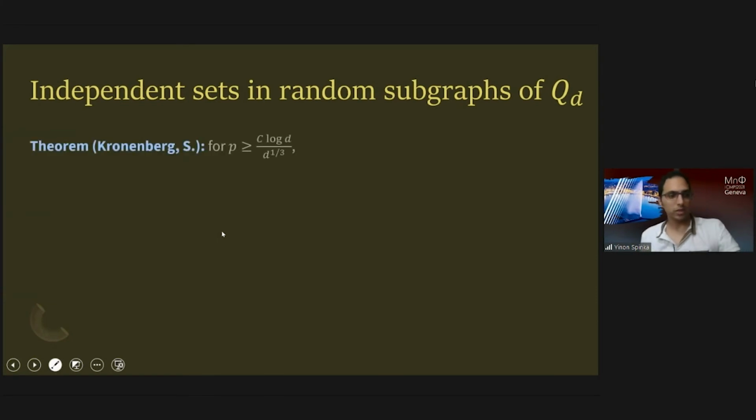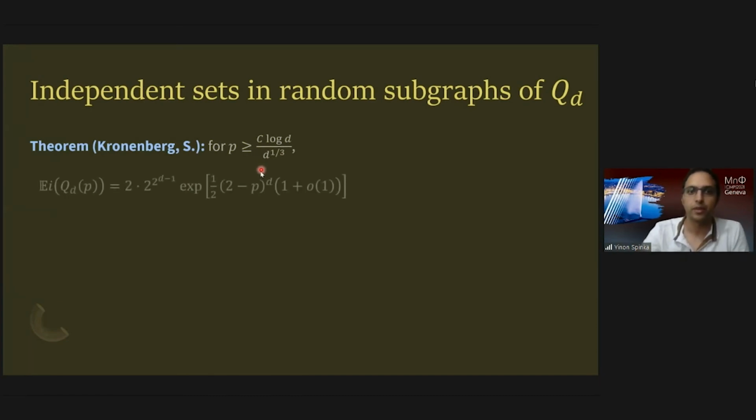So here's our main theorem. For p's which are not too small, at least a constant times (log d over d) to the 1/3, so p's are allowed to tend to 0 polynomially fast, we compute the expected number of independent sets in this random subgraph. And we have this formula here. You see that the p comes in the expression in the exponent, and we have the 1 plus a little o of 1 in the exponent.